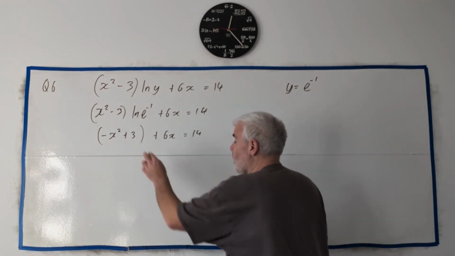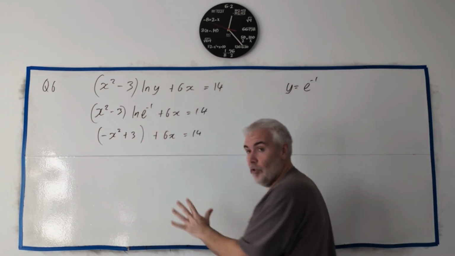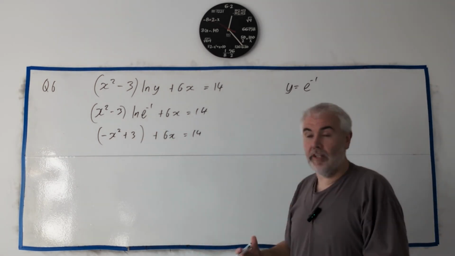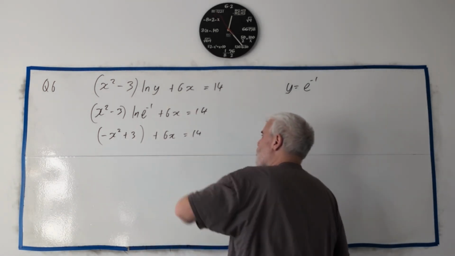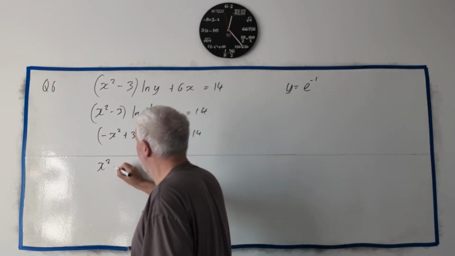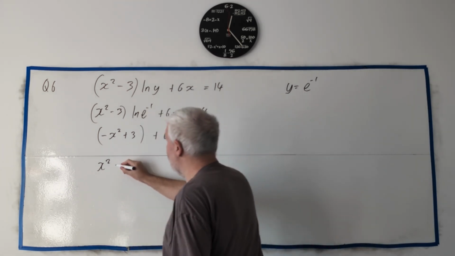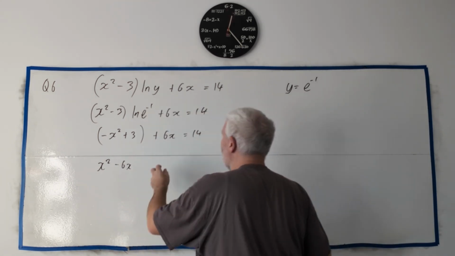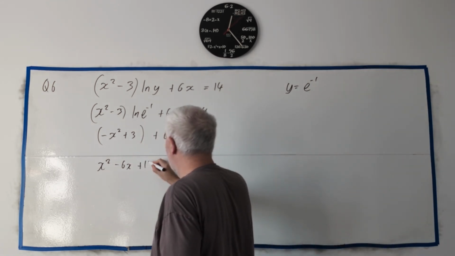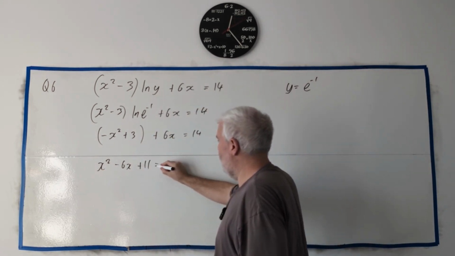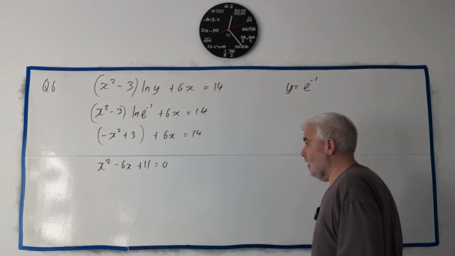This is a quadratic. We have an x squared, we have an x, and we have numbers. Let's just get everything on the same side. I like to keep this positive, so everything on the right will have x squared, we'll have minus 6x, and we'll have a plus 14 minus 3. So we'll have a plus 11 equals 0. I'll move the equals over to the right hand side.